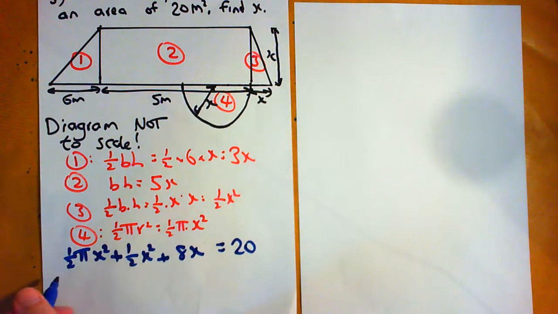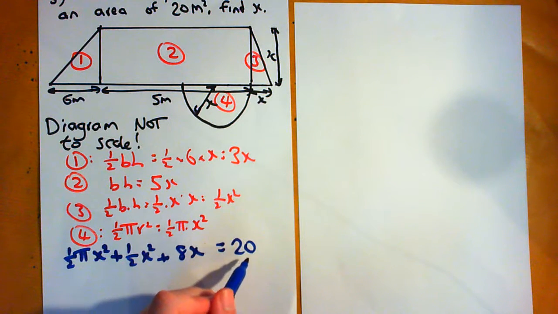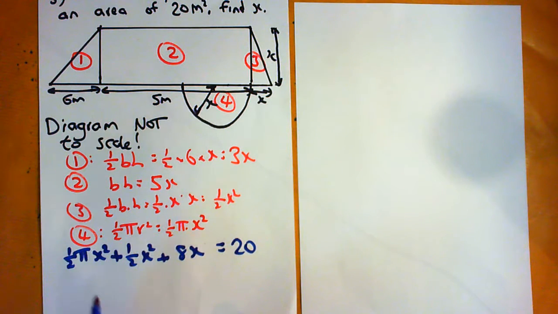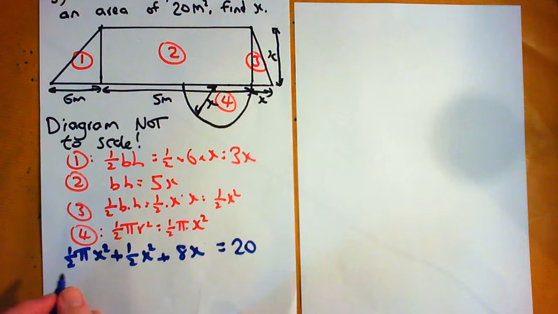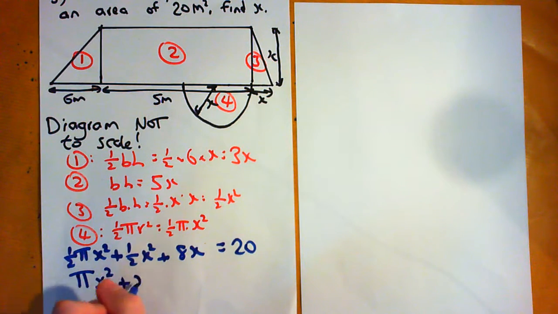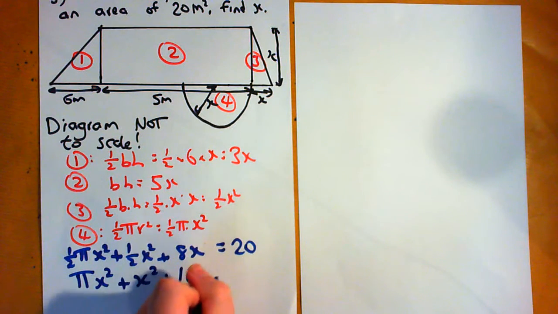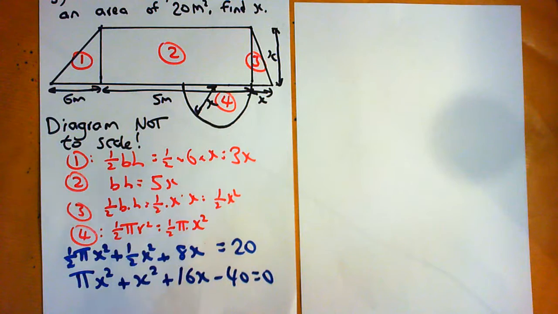So we can multiply this whole thing through by 2 to get rid of the halves, and we'll move the 20, which will become a 40, to the other side to make it quadratic. So we've got pi times x squared plus x squared plus 16x minus 40 equals 0.